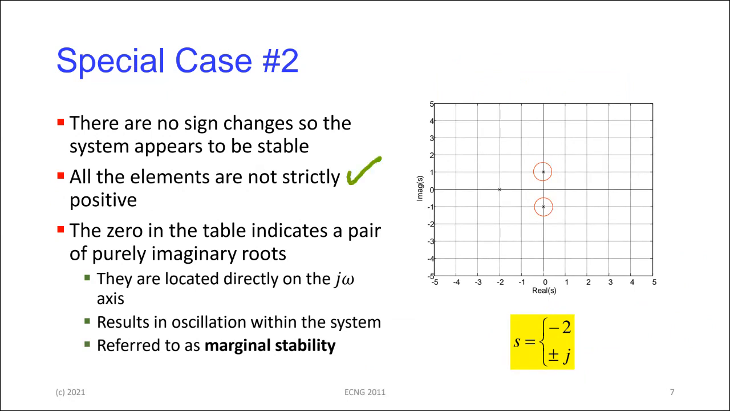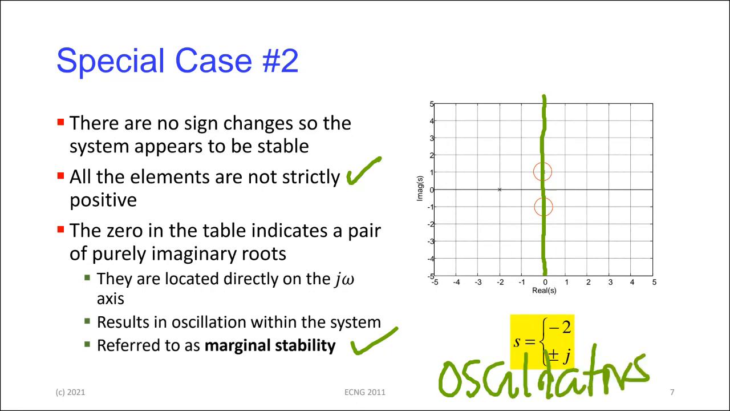What the zero is indicating is that we have a pair of purely imaginary roots. In other words, the roots are on the j omega axis, the imaginary axis of the S-plane. If that is the case, the system is what we call marginally stable. This system will oscillate, but the oscillations will not die down, nor will they increase to an unbounded level. In fact, this type of system is what we use when we create oscillators, like the Wien bridge oscillator and the like.